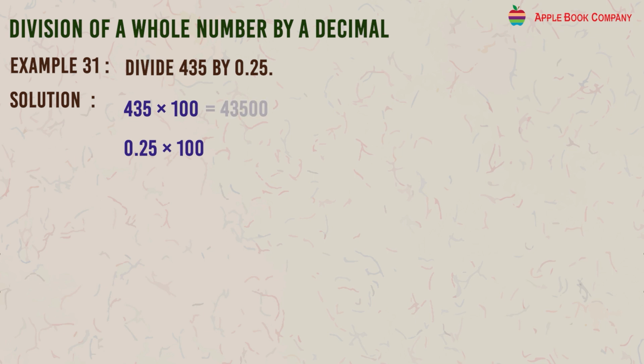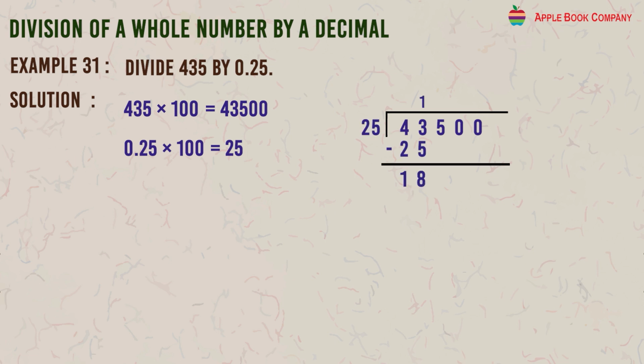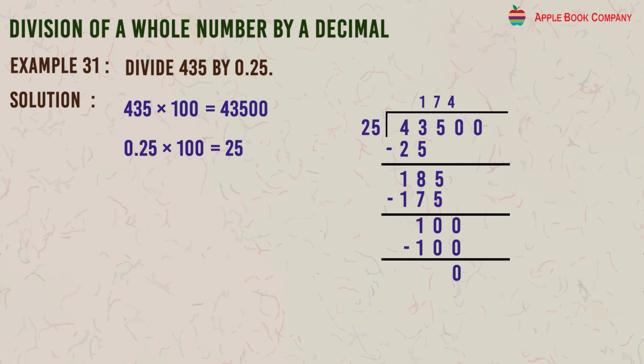435 into 100 becomes 43500 and 0.25 into 100 becomes 25. Now divide 43500 by 25. So 25 ones are 25. 18 left out, 5 brought down. 25 sevens are 175. We are left out with 10, bring down the 0. 25 fours are 100 and we have 0, write 0.